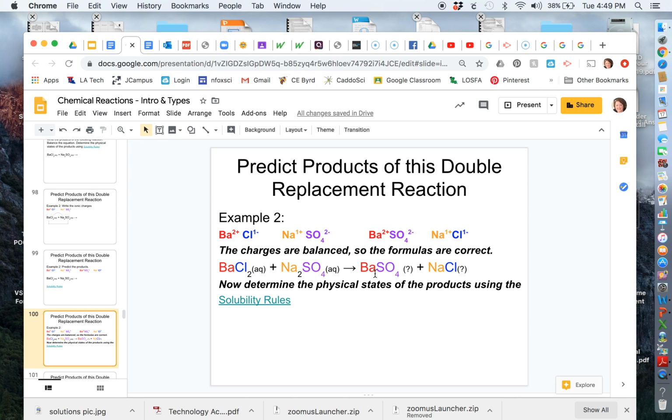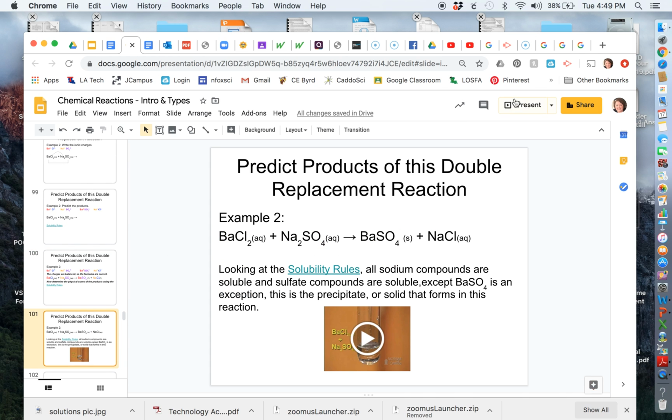Okay, so here's what you would have. Solid and AQ.